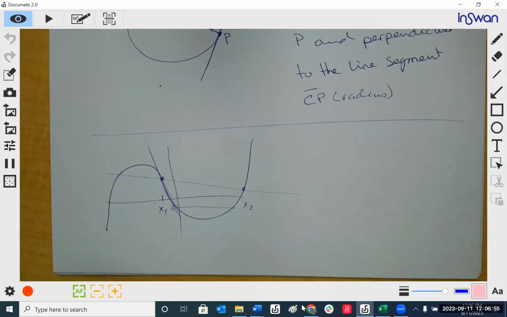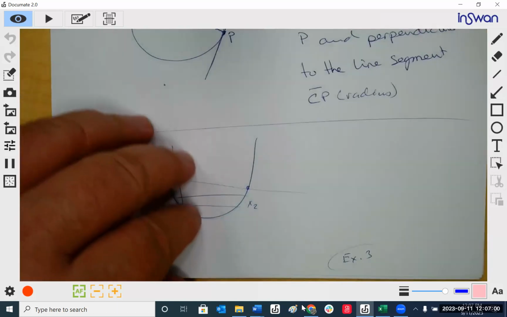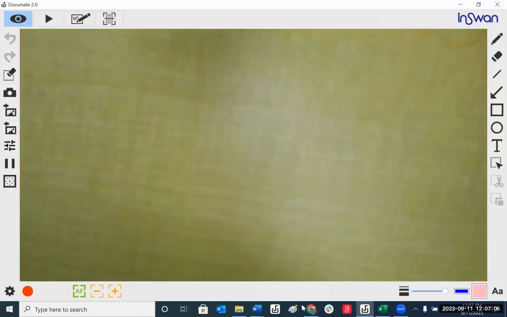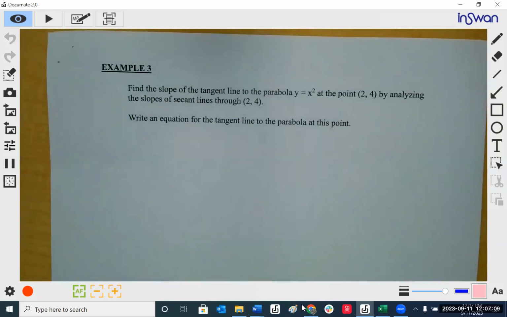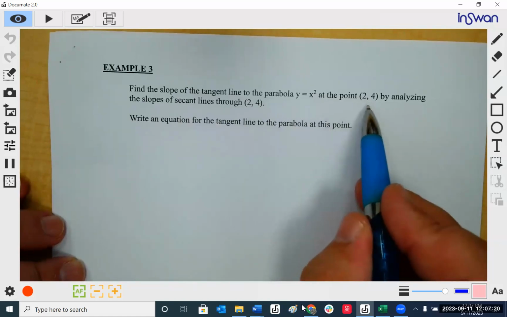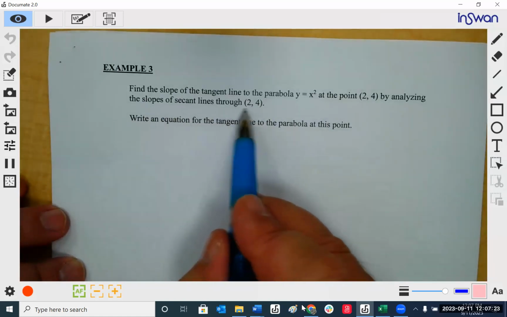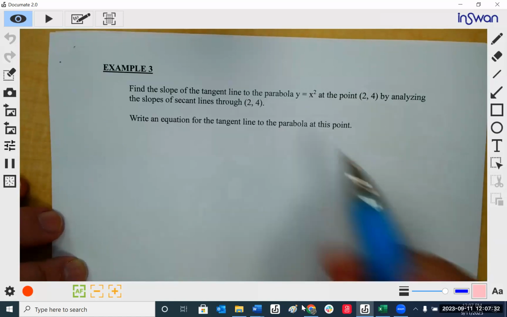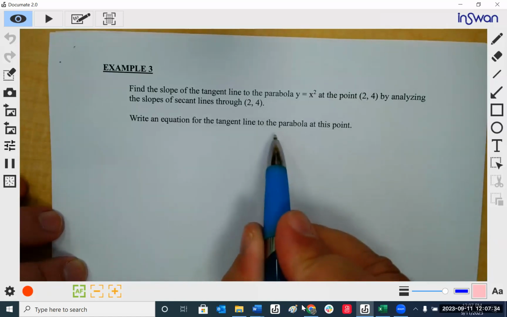Okay, let's look at example 3. All this stuff you'll see is important when we start defining what exactly is a limit, what exactly is a derivative, what exactly are we looking for in all these things. Okay, find the slope of the tangent line to the parabola y equals x squared at the point (2, 4) by analyzing the slopes of the secant lines through (2, 4). Then write an equation for the tangent line to the parabola at that point.